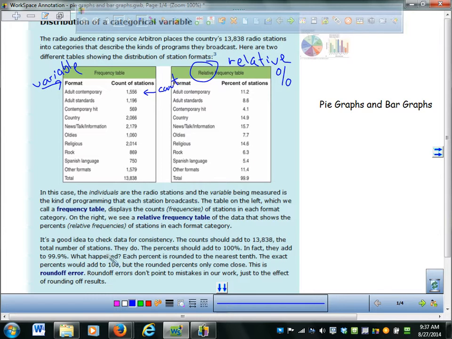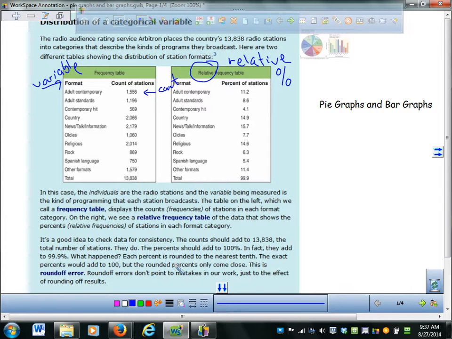Which do you think is better for making, yes, Cameron? I was just wondering why it doesn't add up to 100%. Who can tell me why it doesn't add up to 100%? Is it just a statistical thing, like they don't have all the data? No, it's just because they round off.